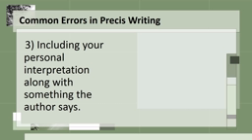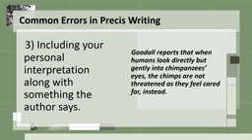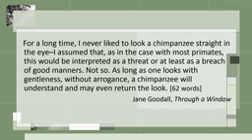Remember, a précis is supposed to be objectively written. Do not put your interpretation. Do not get carried away by your emotion. Like here, "Goodall reports that when humans look directly but gently into chimpanzees' eyes, the chimps are not threatened as they feel cared for instead." What makes this incorrect? "As they feel cared for instead." Remember, you are not an expert on chimps and you did not do the study. Goodall did, so do not interpret. Okay? So, nothing in the original text can be used as basis for your interpretation.